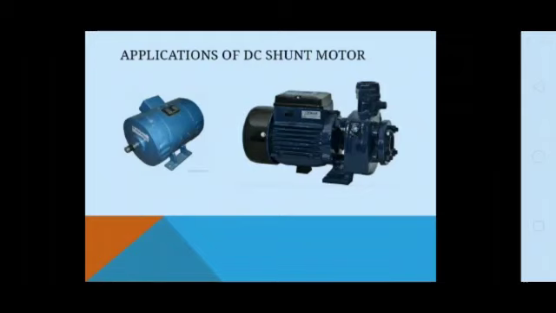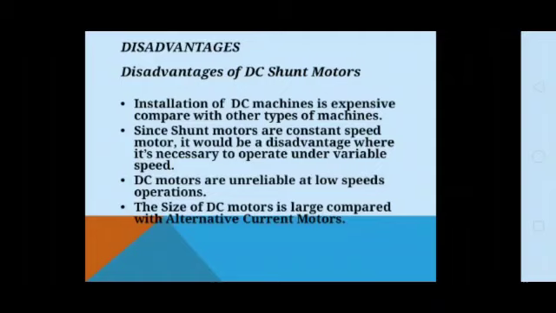Disadvantages. Installation of DC machines is expensive compared with other types of machines. Since shunt motors are constant speed motors, it would be a disadvantage where it is necessary to operate under variable speed. DC motors are unreliable at low speed operations. The size of a DC motor is large compared with alternating current motors.